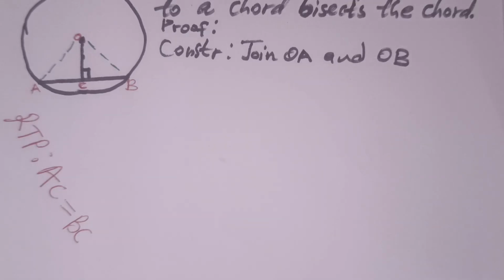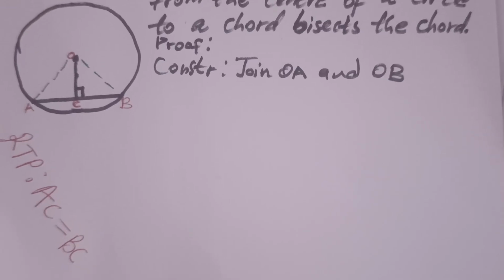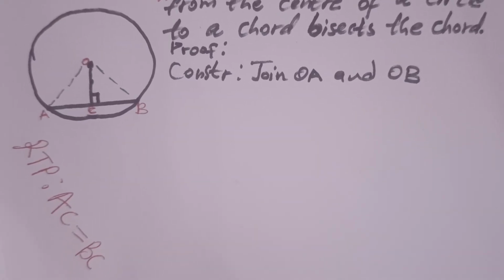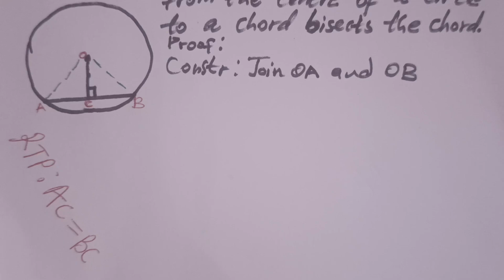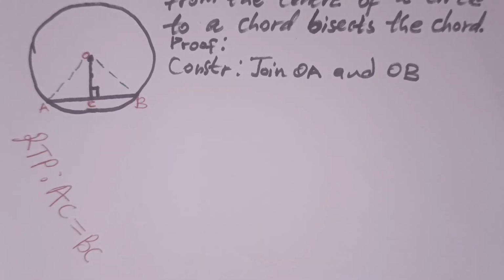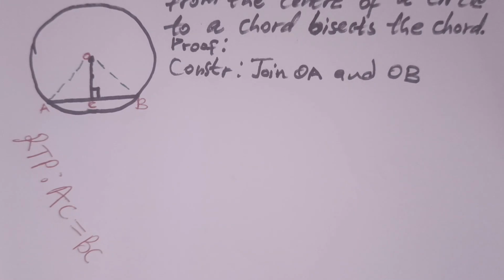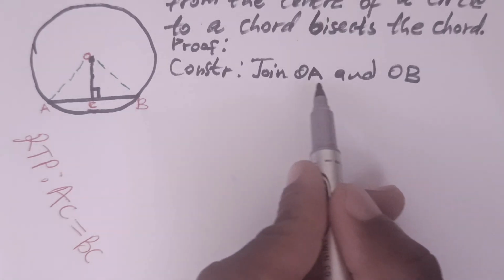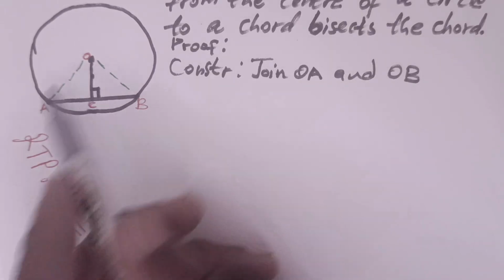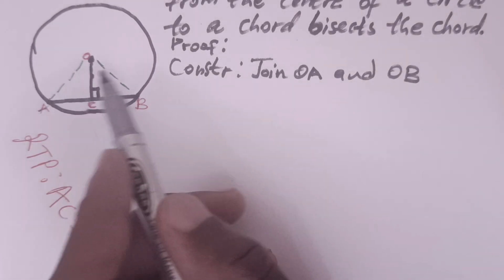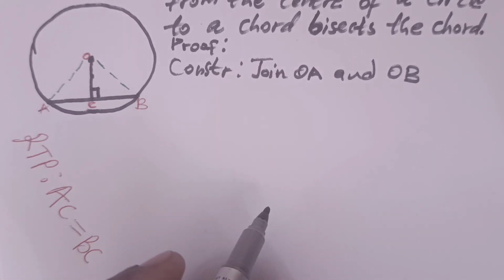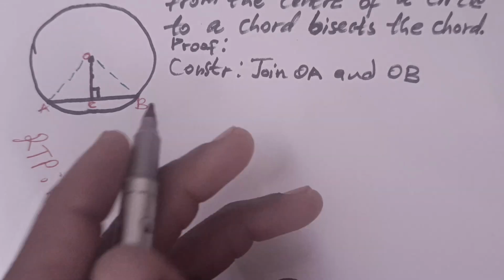You will realize that OA is a radius and OB is a radius. So in plural form, they are radii. Other people say radii. My pronunciation is such that it's radii. And we construct that such that it is true. OA becomes OB. If they are radii, definitely they are equal. We have to say OA is equal to OB, because they are radii of the same circle. Radii of the same circle are equal.